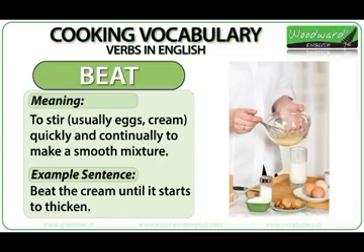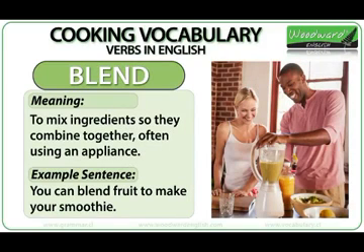Beat, to stir, usually eggs or cream, quickly and continually to make a smooth or frothy mixture. Beat the cream until it starts to thicken. Beat. Blend, to mix ingredients so they combine together, often using an appliance called a blender, which has quickly rotating blades. You can blend fruit to make your smoothie. Blend.